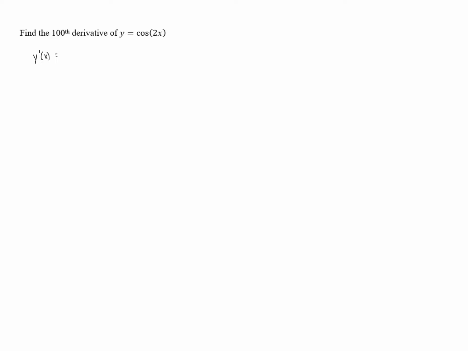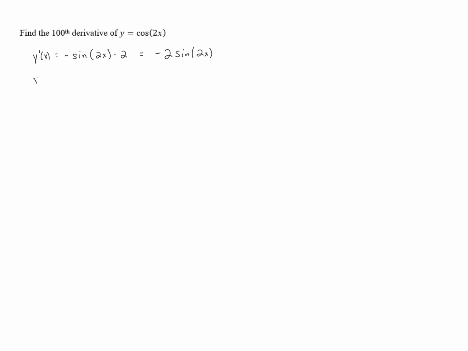If we take the derivative of cosine of u, we know the derivative of cosine is negative sine. So this is going to be negative sine of 2x times the derivative of the inside, which is 2. So that's going to be negative 2 sine of 2x.